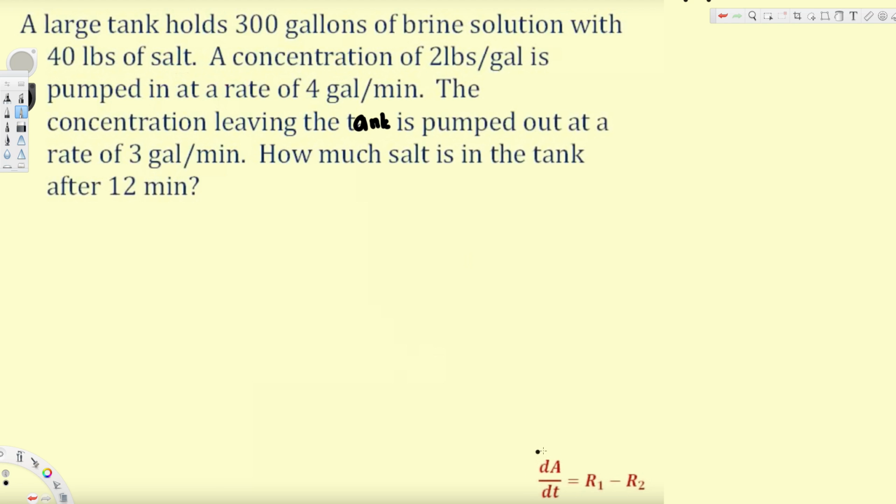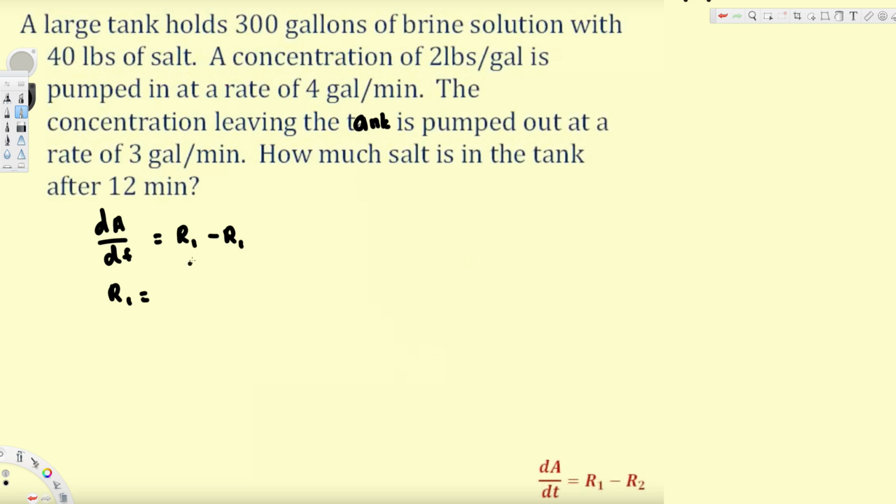So, in order to do this one, we have to find these values. Here, dA by dt represents the change in amount of salt per minute, R1 represents the rate of salt pumped in per minute, and R2 represents the rate of salt pumped out per minute, right? Now let's write the differential equation: dA by dt is equal to R1 minus R2.